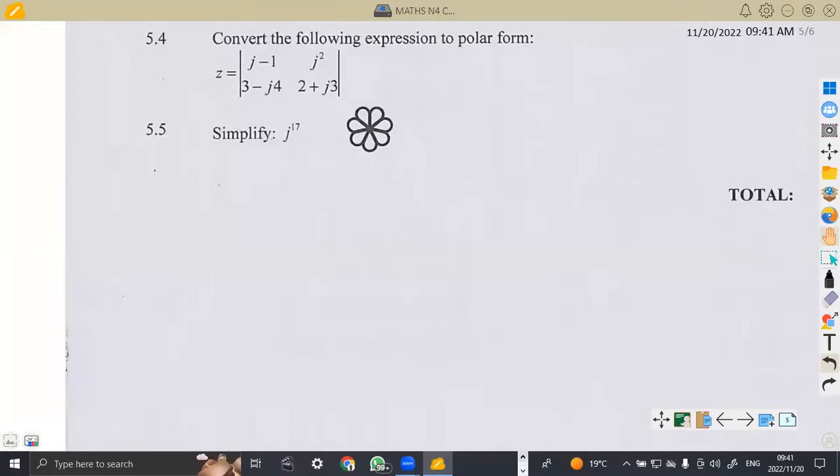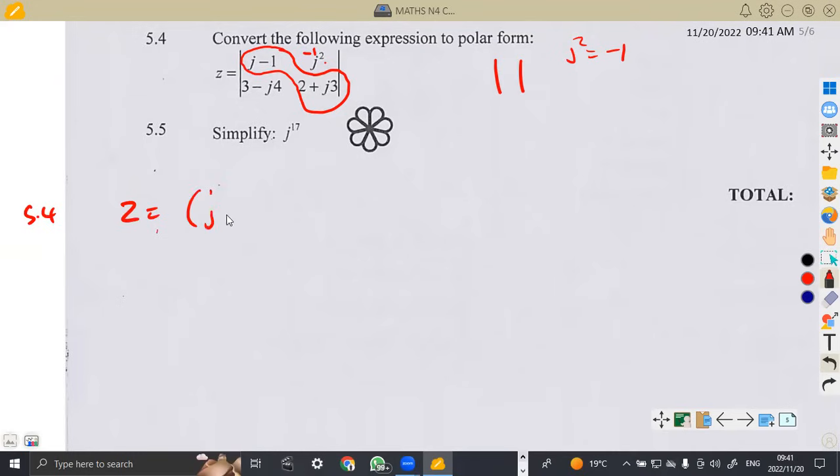But take note, this presentation here is for the determinant. Whenever you're given this presentation, it is for the determinant, where we multiply the major diagonal minus the minor diagonal, and also we know that J squared is equal to -1. So let's apply our determinant. Z was going to be the product of J minus 1 into 2 plus J3, minus the minor diagonal, which is -1 times 3 minus J4. Whatever you get there, then convert to polar form.